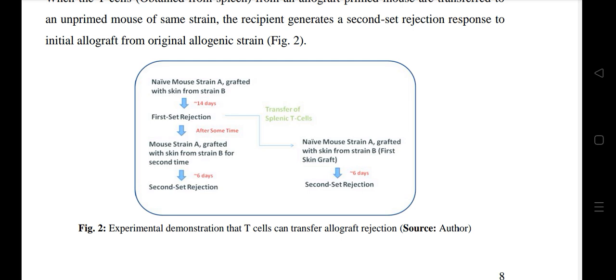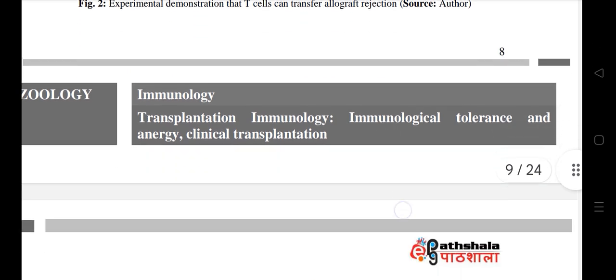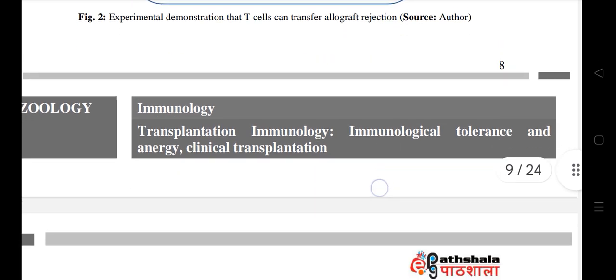Naive mouse strain A grafted with skin from strain B: first set rejection. Mouse strain A grafted with skin from strain B for the second time: second set rejection. Naive mouse strain A grafted with skin from strain B, after the first skin graft, shows second set rejection within 6 days. T cell transfer allograft rejection.